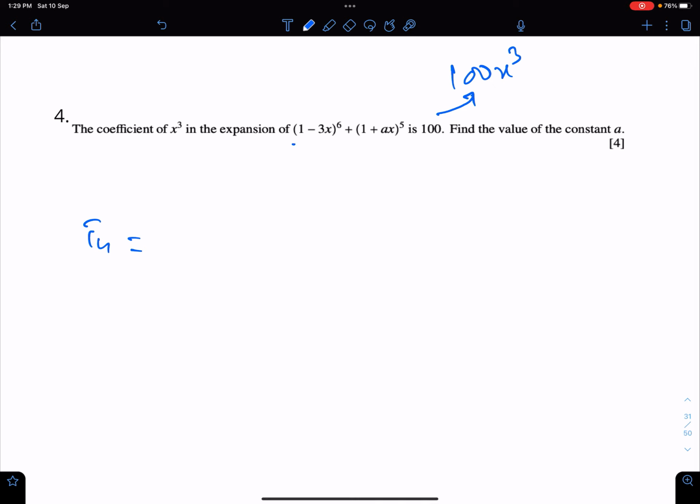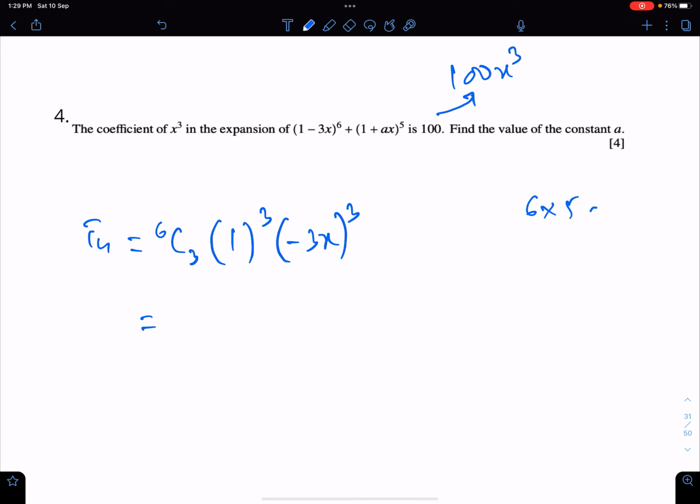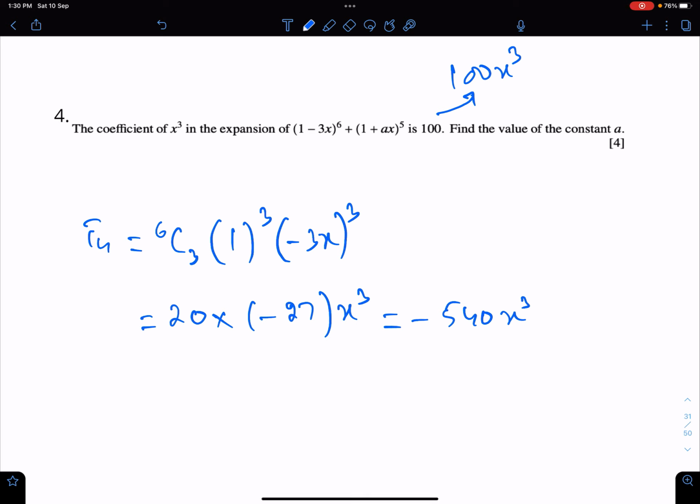So T4 of this expansion: 6C3, 1 power 3 minus 3x power 3. So 6C3, let me check this, 6, 5, 4, over 3, 2, 1, which is 20. So this is 20, this is negative 27, and this is x cube. So 27 times 20 makes negative 540. So the coefficient of x cube is negative 540 for this expansion.